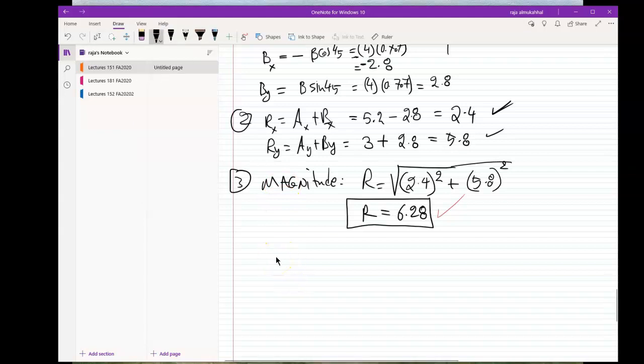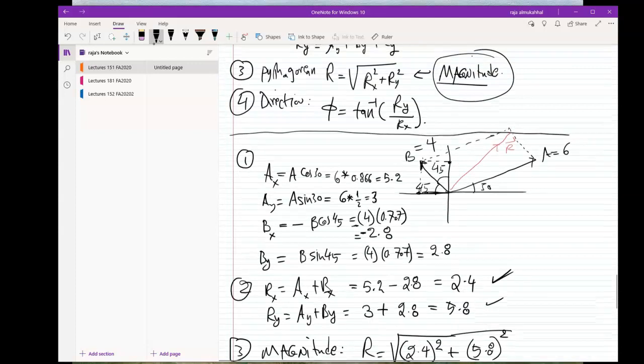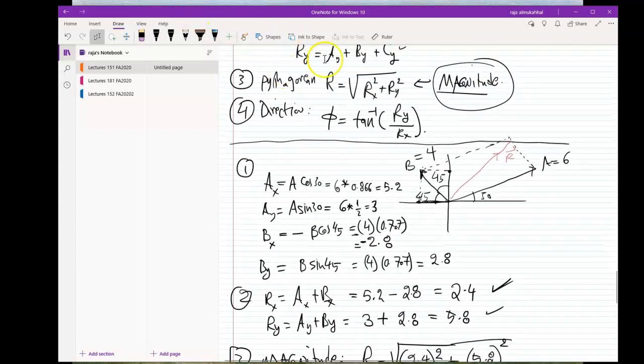Okay, and then step number 4 is basically, now it's thinner. Okay, so we have here phi, which is the direction, right? Go back to this here. It says the direction phi is tan inverse of ry over rx, the ratio of ry and rx.